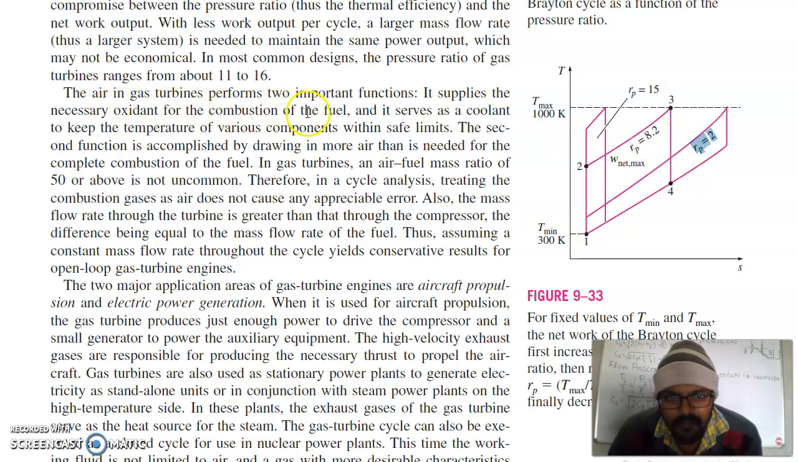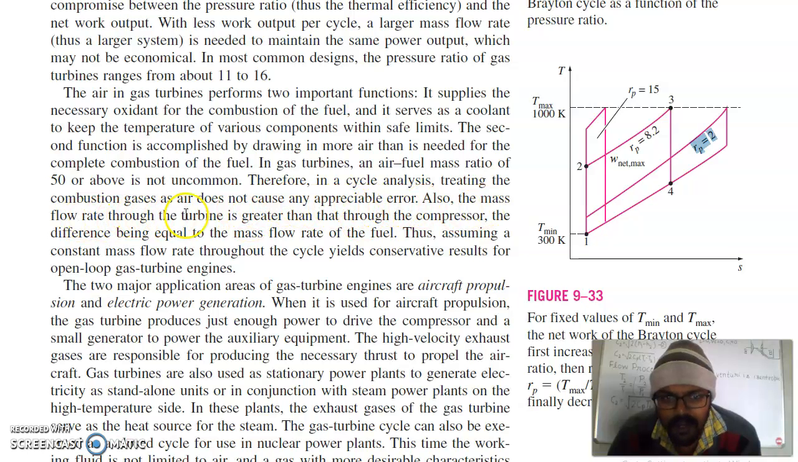The air in a gas turbine performs two important functions. It supplies the necessary oxidant for the combustion of fuel, and it serves as a coolant to keep the temperature of various components within safe limits. The second function is accomplished by drawing in more air than is needed for the complete combustion of fuel. In a gas turbine, an air-fuel mass ratio of 50 or above is not uncommon. Therefore, in cycle analysis, treating the combustion gases as air does not cause any appreciable error.